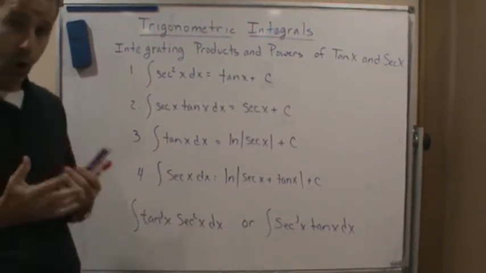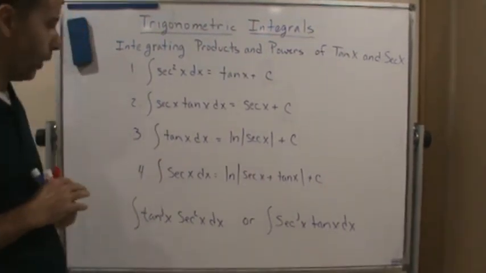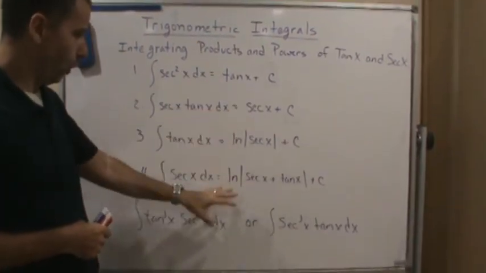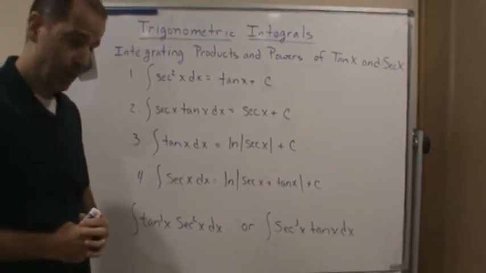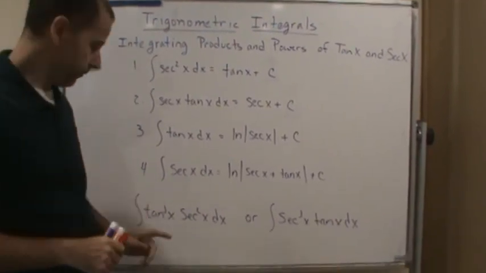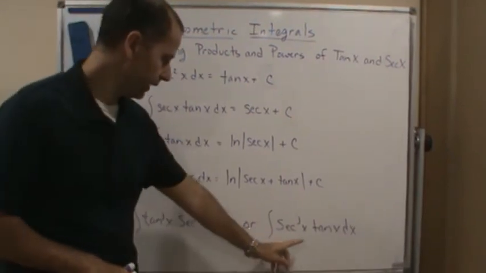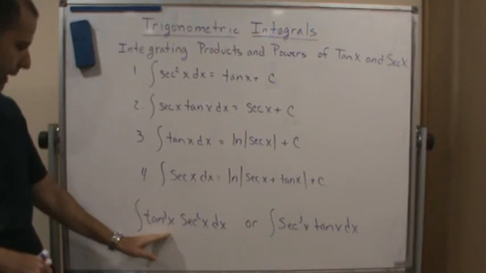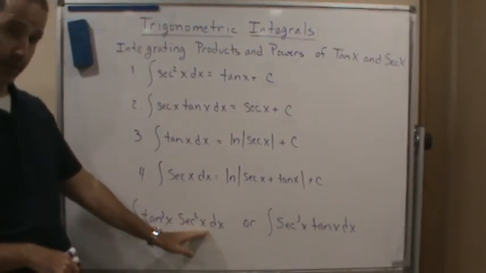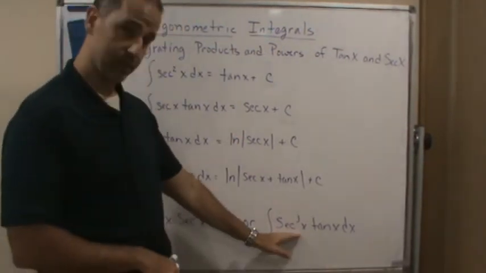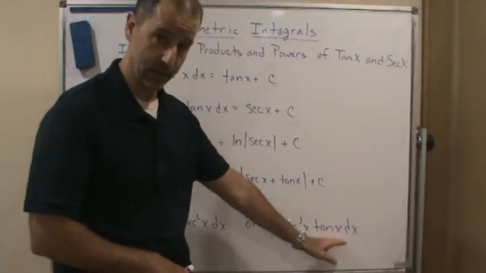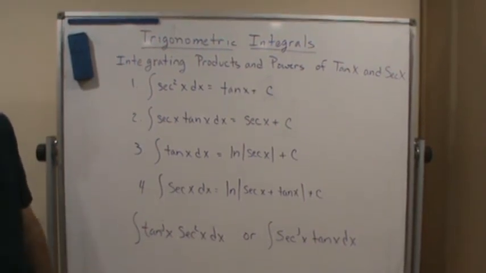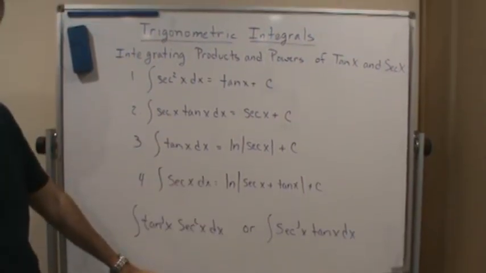Now, the goal here is when we deal with these, we want to rewrite the integral by using one or more of these substitutions so that we get a sum or difference of integrals that look like either one of these, where we have tangent to some power times secant squared x, or we have secant to some power times tangent x. Either one of those, we could do a u substitution and integrate very easily. So that's the goal.